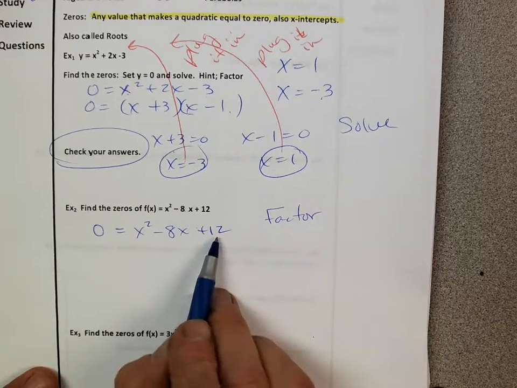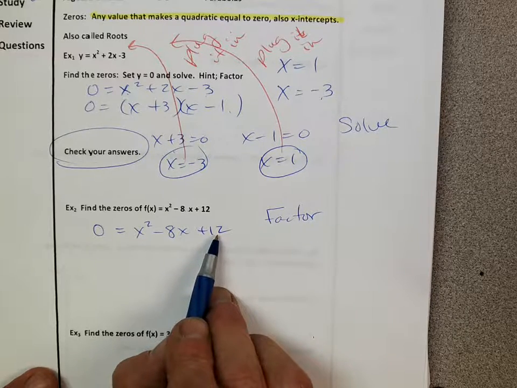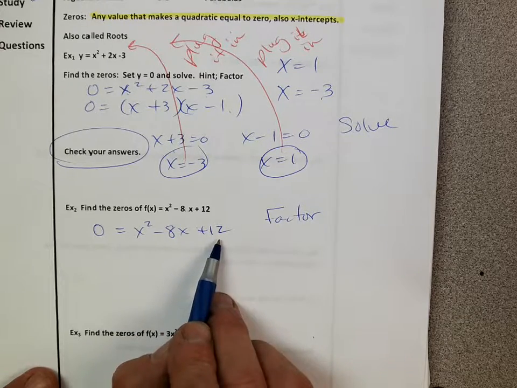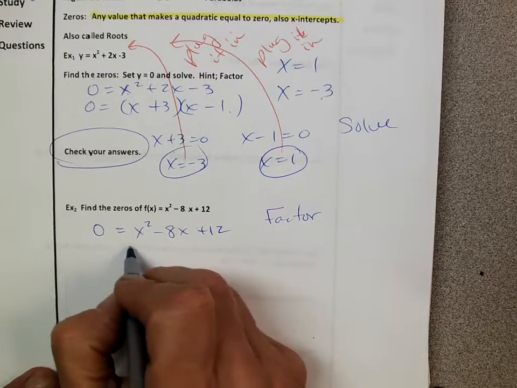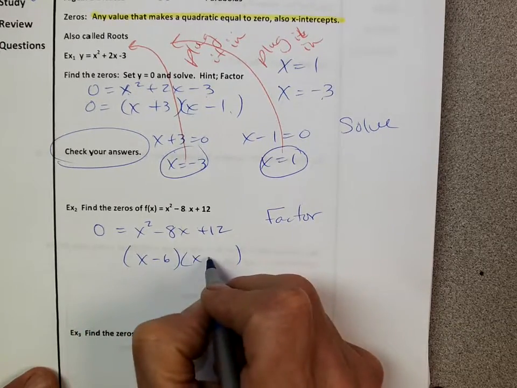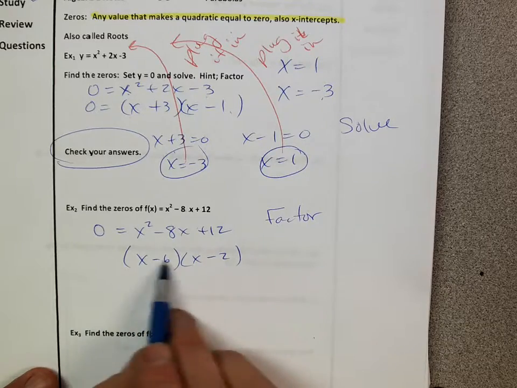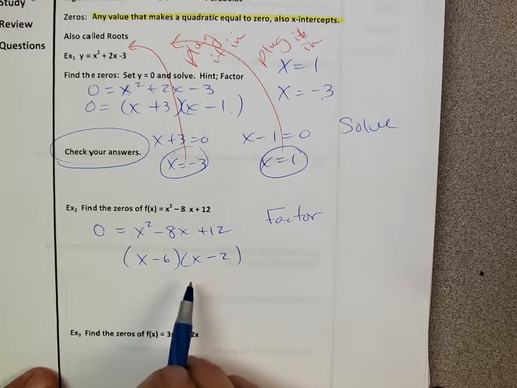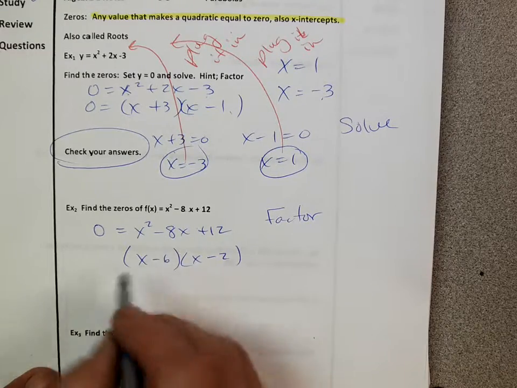What are the multiples of 12? What times what makes 12? 6 and 2. 6 and 2 is the right combination. If you use 3 and 4, it won't make an 8, right? But 6 and 2 will. Good job, Will. So I'm going to go x minus 6 and x minus 2. Because together they will multiply to make a positive 12. And together they will add to make the negative 8.